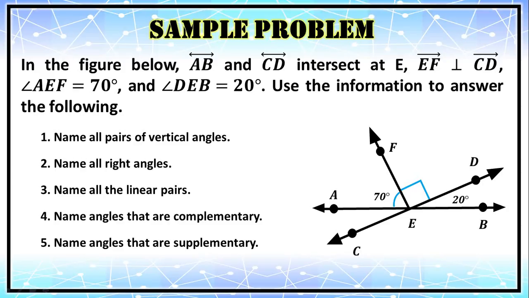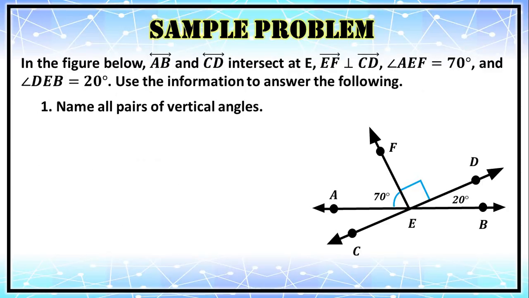First, we have to name all the pairs of vertical angles. Second, name all the right angles. Third, name all the linear pairs. Fourth, name angles that are complementary. And five, name angles that are supplementary. So let us proceed to our first question, number 1.